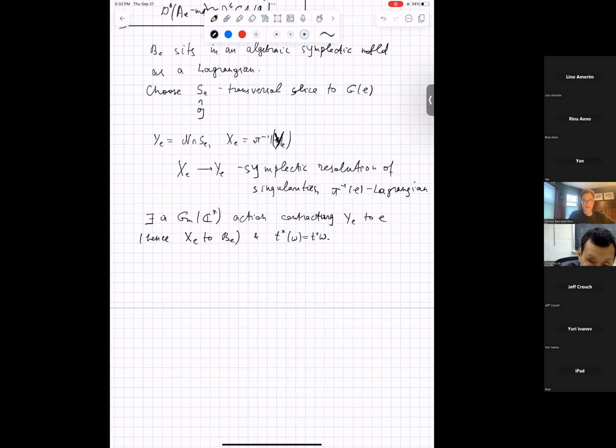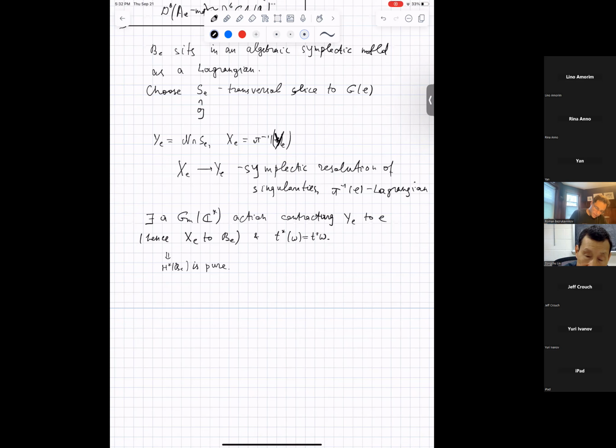But by the way, the mere existence of this structure already implies some properties of B_E. For example, it follows that the cohomology of B_E is pure. There's some old argument, but let's leave it here.